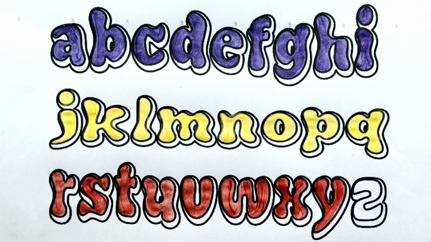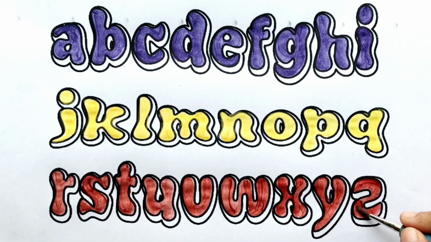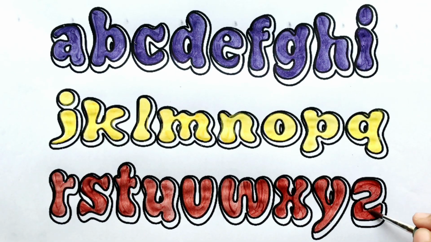A, B, C, D, E, F, G, H, I, J, K, and Z for L, M, N, O, P, zebra. Q, R, S, T, U, V, W, X, Y, and Z. Now I know my ABCs. Next time, won't you sing with me?